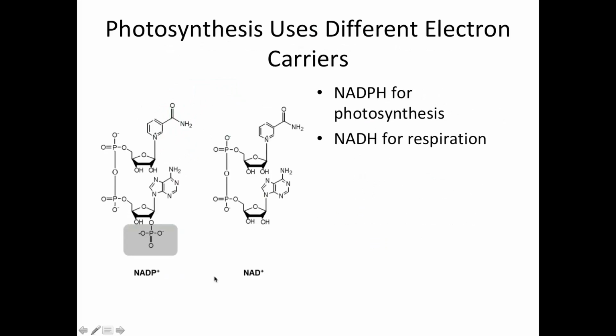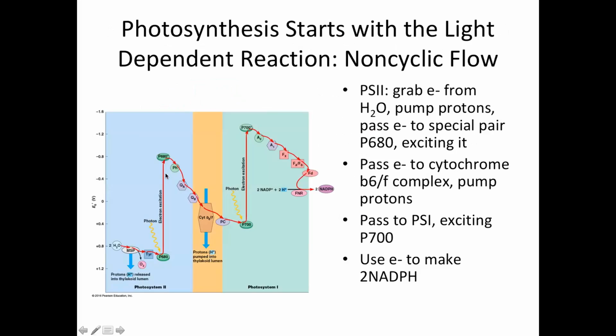So photosynthesis also uses a different electron carrier. We talked about respiration, we talked about NAD+ and NADH for respiration. Very similar structurally, with an extra phosphate group here, we get NADP+ and NADPH. Keep in mind P for photosynthesis. And shown here is the energy diagram.